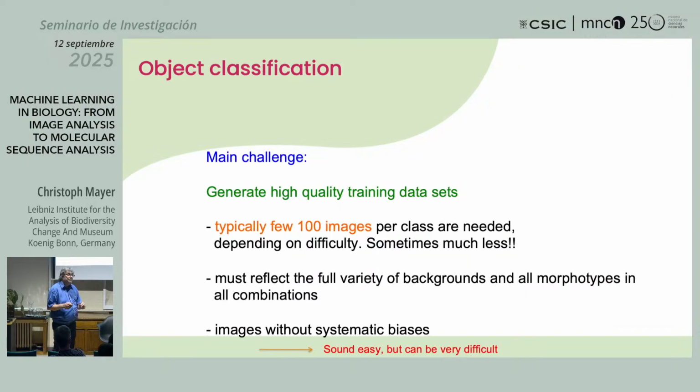Especially for image segmentation, we need a lot of images. Here we typically need 100 images per class or more, maybe even a few hundred. They have to reflect the full variety of the backgrounds and all morphotypes in all combinations. And they should be without systematic biases. That sounds easy, but it could be difficult because we have to generate a lot of training data.